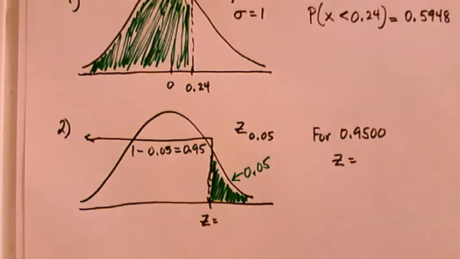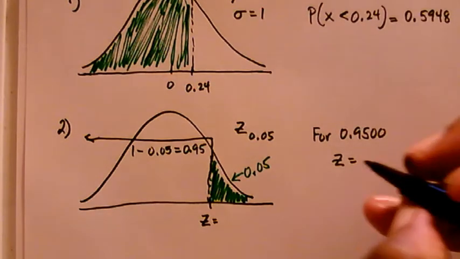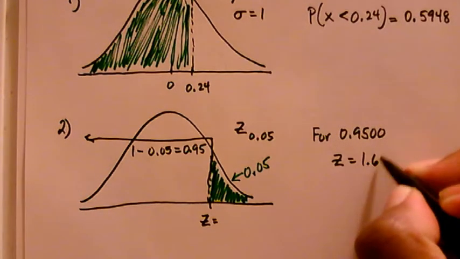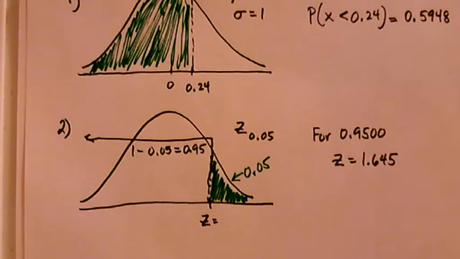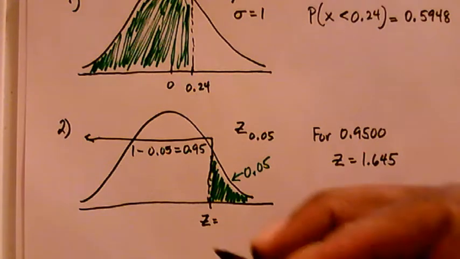1.645. That's going to be z of alpha over 2. Okay, so z of alpha over 2, or z of 0.05 would be that value, 1.645.